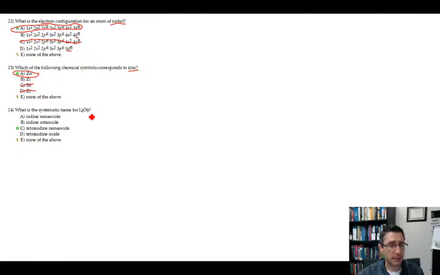24, what is the systematic name for I4O9? This relied on our ability to recall those prefixes, I think they're Greek, for numbering. Like 1 is mono, 2 is di, 3 is tri, 4 is tetra. So 4 iodines would be tetraiodine. The prefix for 9 is nona, because there's 9 oxygens, so 4 iodines, 9 oxygens is C, tetraiodine nonoxide.